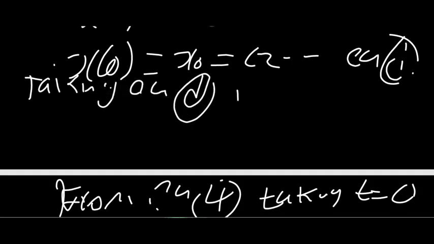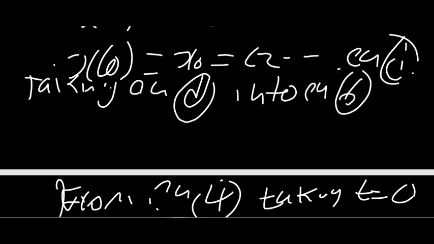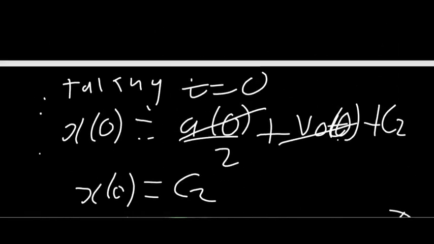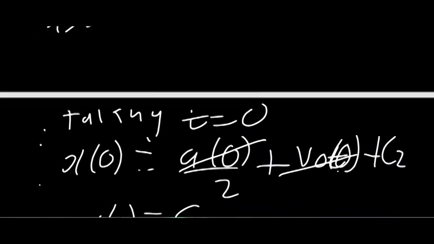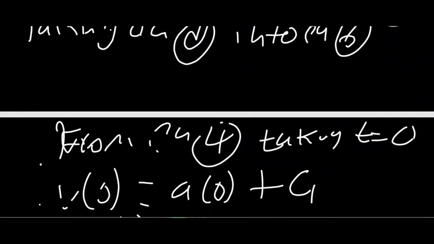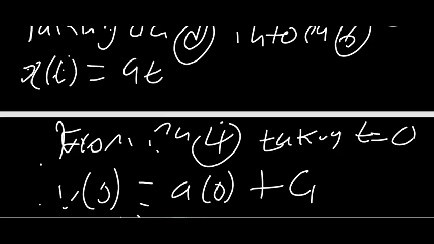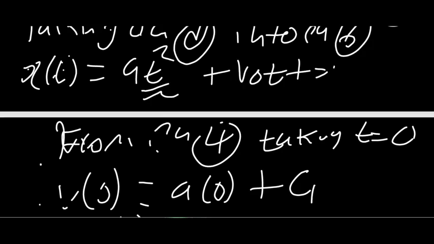Okay, now taking equation D into equation 6. So this is what you're going to get. From equation 6, if we put x naught there, we're going to have x equal to a t squared over 2 plus v naught t plus x naught.